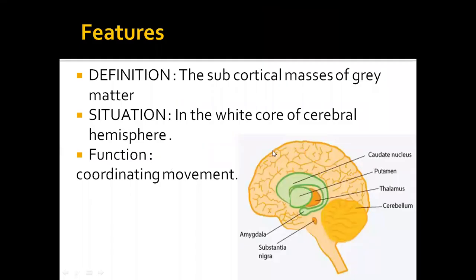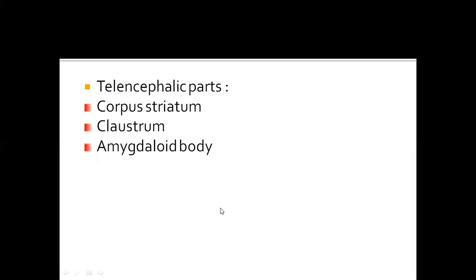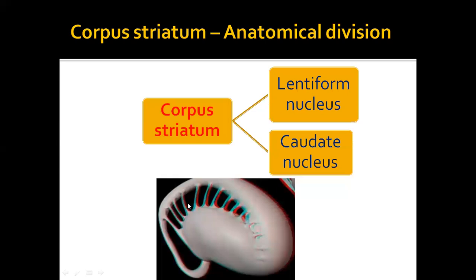So, basal ganglia is nothing but the subcortical mass of gray matter, which is situated in the white matter of the cerebral hemisphere. That means within the white matter, the deeply placed collection of gray matter is the basal ganglia. The function is that it helps in coordination of movements. Now, this is part of the telencephalon, where we have corpus striatum, claustrum, and amygdaloid body.